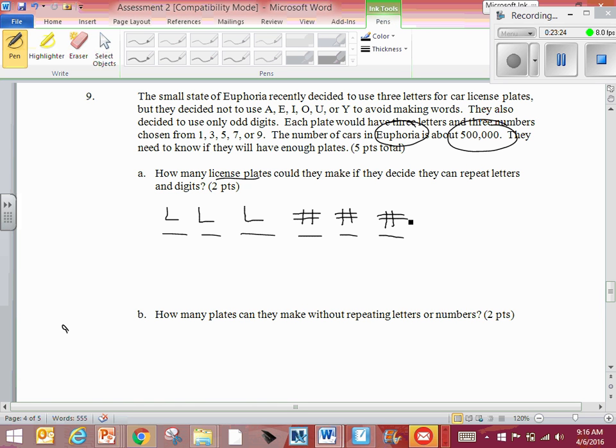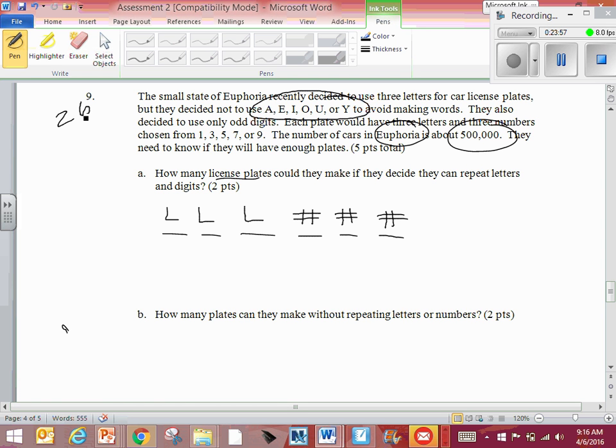Here we go. Of the letters, the alphabet has 26 letters. They're going to choose out of that. For the first letter, you get to choose out of the alphabet. But they don't want you to make a word, so they took away 1, 2, 3, 4, 5, 6 letters so that you wouldn't spell a word. So there are only consonants left. So the question is, when you pick your first letter, how many choices do you have? There are 20 letters available.